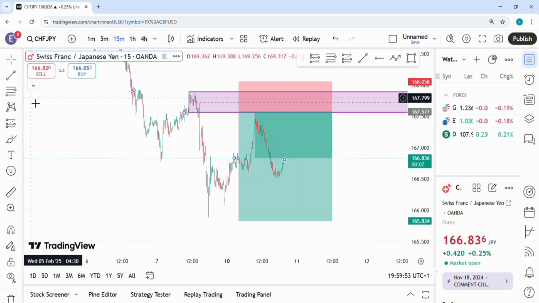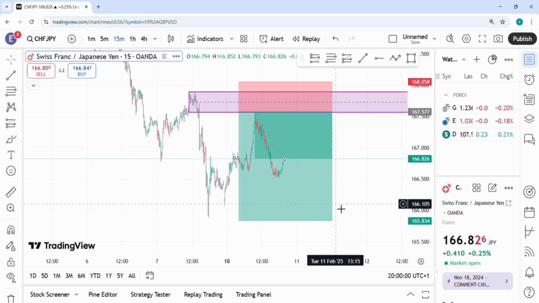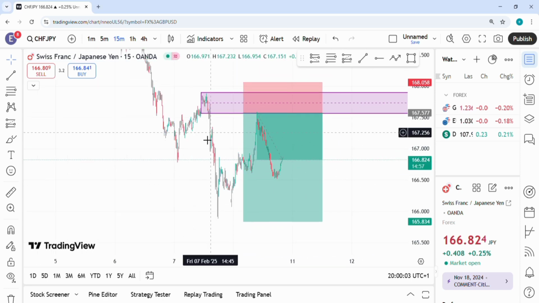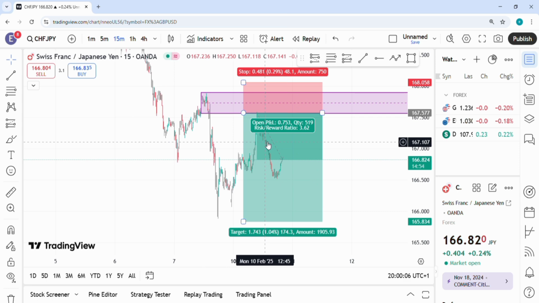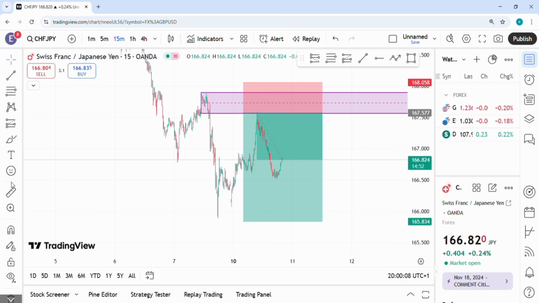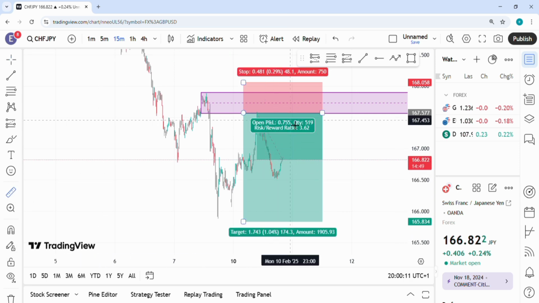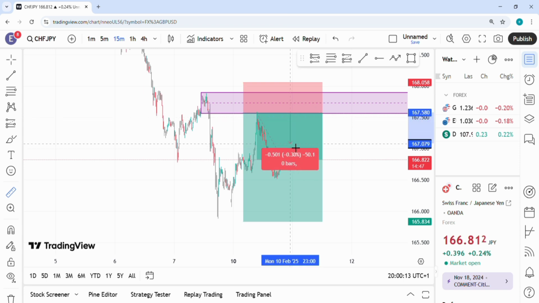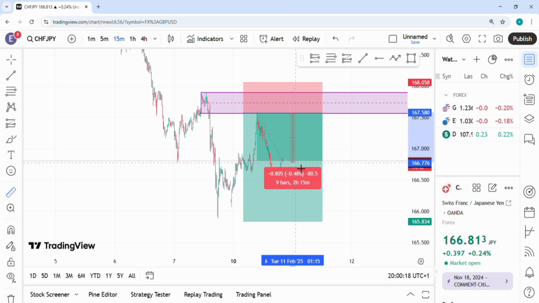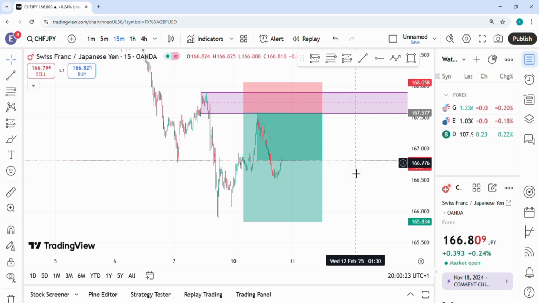Okay, guys, a quick update on this CHF. You can see from the market, price already gave us 1:1, I think. Let's check that. Our risk is 48 pips. This is supposed to be a 1:1. Price already gave us 1:2 on this particular trade. But I'm still holding. You understand, guys? I'm still holding this trade, okay?